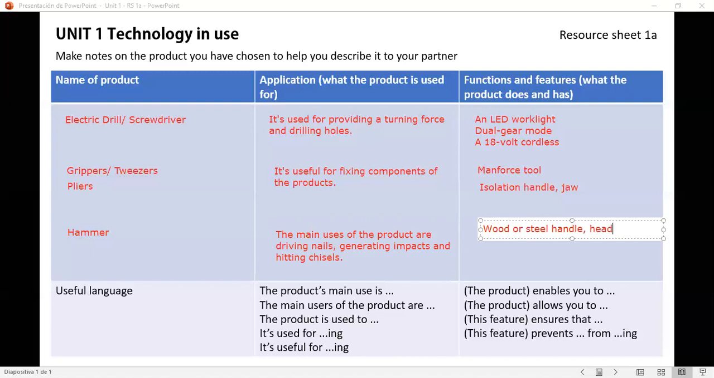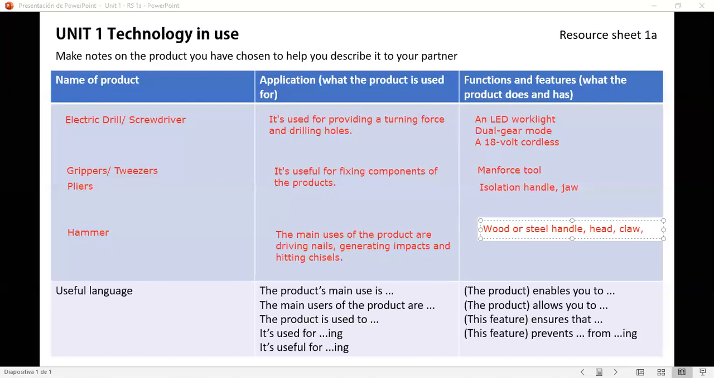Do you know the head? I mean, it's quite the same, the head. And the head, it's divided in two. On one side, you have the claw, like Wolverine. You have the claw with which you take out the nails.